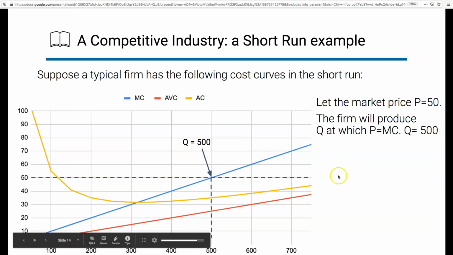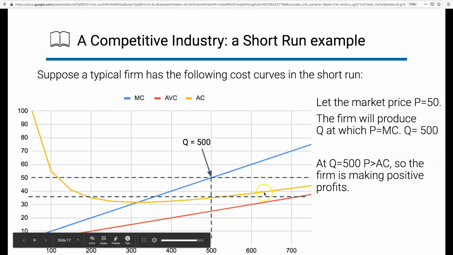And at that quantity, the average cost is lower than the price, so it costs less than 50, something like 35 to produce a unit of output. So you sell it at 50. That means that you're making about $15 on every unit that you're selling. And that means that your profits will be positive. And let's mark those profits with a green rectangle on the graph.